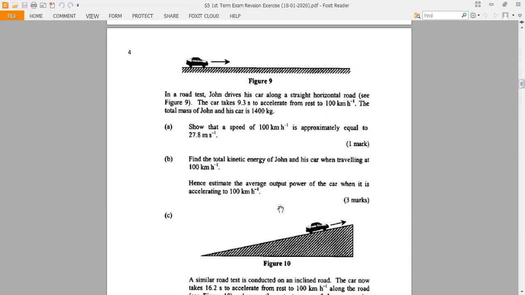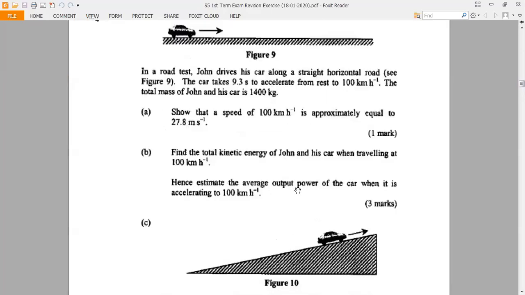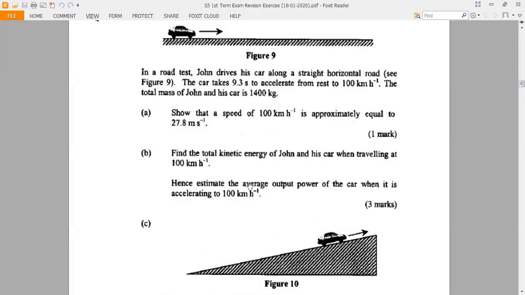So let's do it one by one, step by step. It's a bit difficult for this question, but try to follow. I will give you some hints for the exam also. First, it's like a change of unit, okay? You need to show that 100 kilometer per hour is equal to 27.8 meter per second.